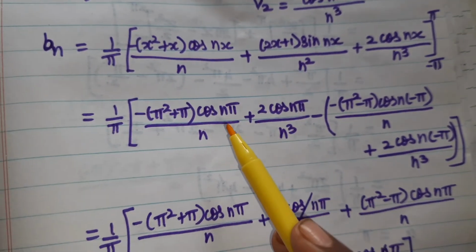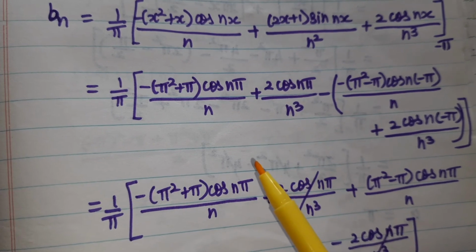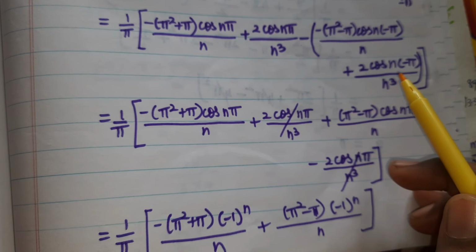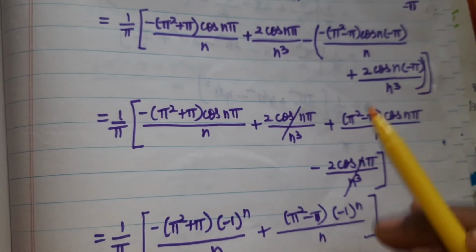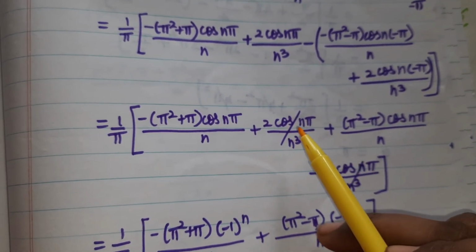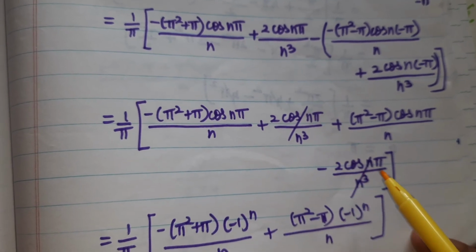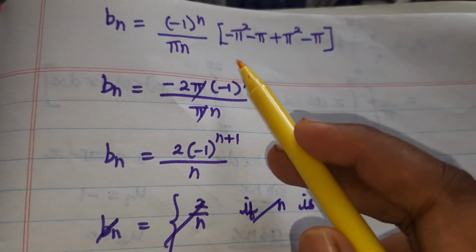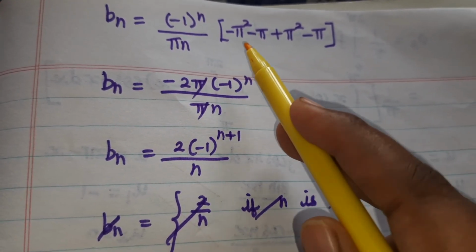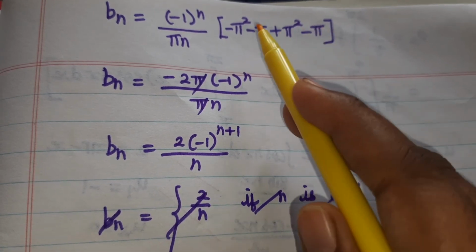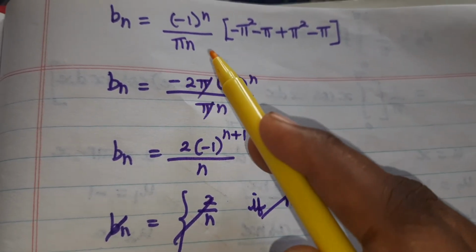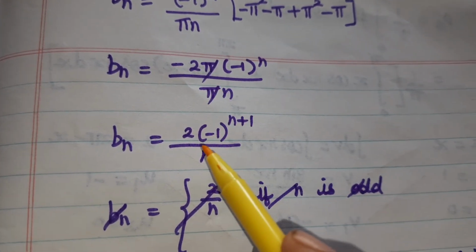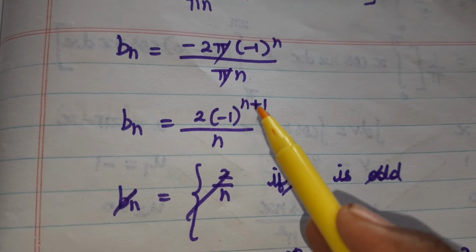Again cos n pi is minus 1 the whole power n. And again here cos n of minus pi is again cos n pi, therefore minus 1 the whole power n. So here plus 2 cos n pi divided by n cube and minus 2 cos n pi divided by n cube gets cancelled. Here bn is equal to minus 1 the whole power n divided by pi n into minus pi square minus pi plus pi square minus pi square. Minus pi square plus pi square gets cancelled and minus 2 pi into minus 1 the whole power n divided by pi into n.